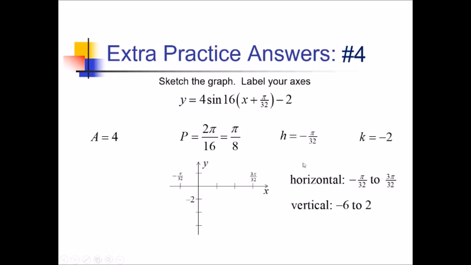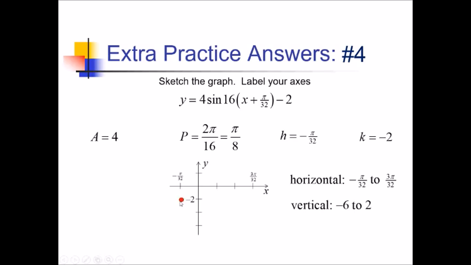Remember that I'm starting at the x value, negative pi over 32, so this spot right here is my starting x value. And since this is the sine wave, we start at the middle and go up. So we have to start at the midline here at negative pi over 32. Our midline, we said, was negative 2 for the k value. So we're right in the middle here at negative pi over 32. This is our first dot.